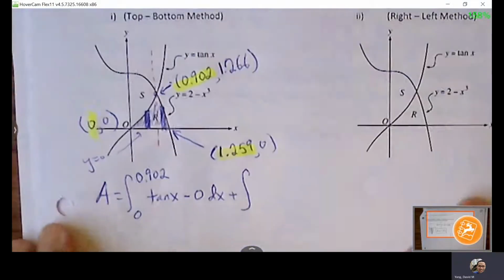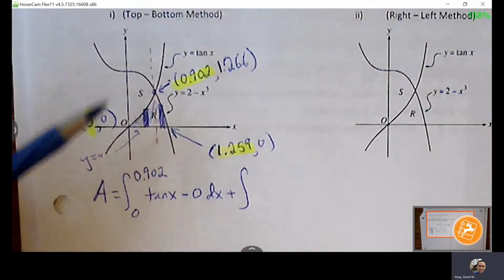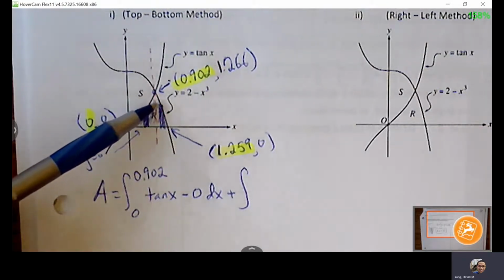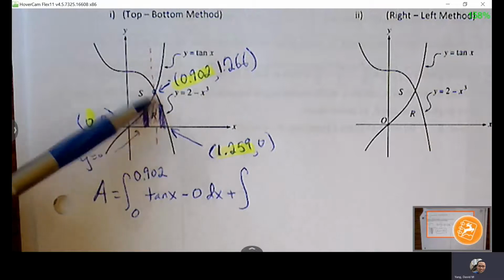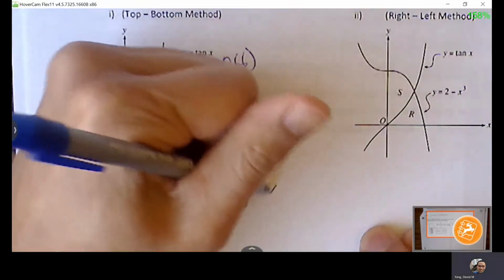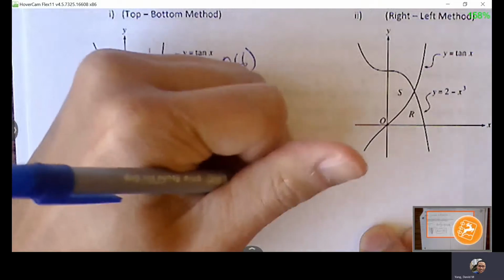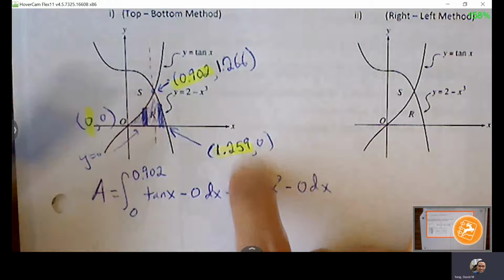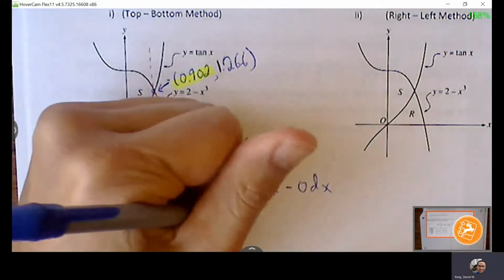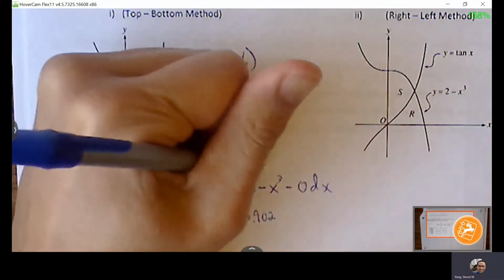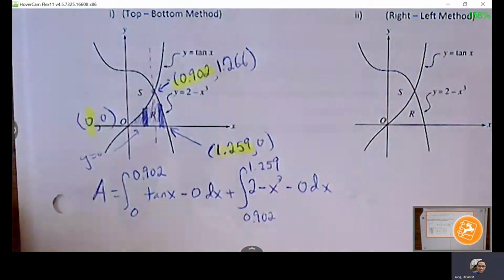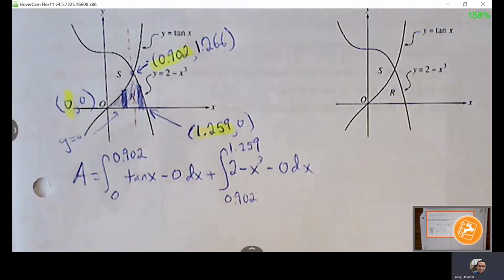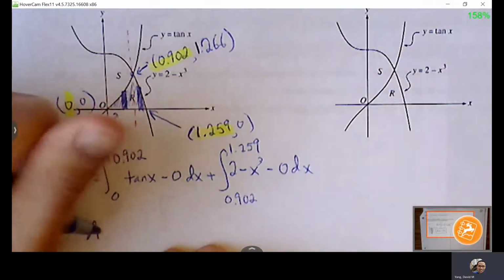And we have a separate region. The second region has a different definition of top minus bottom. What's the top of the second rectangle touching? 2 minus x cubed, yeah. And my bound is from, good. Okay, practice entering into your calculator.